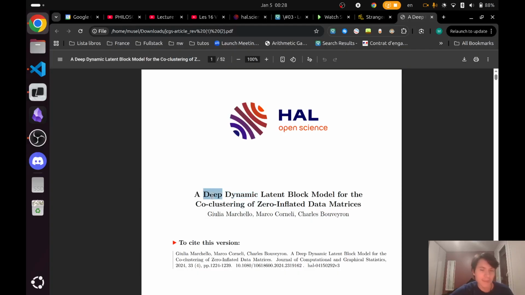It's deep because it uses deep neural networks. It is a latent block model because the clusters work through blocks instead of individual rows or columns. That's called co-clustering because it's a relationship that goes together, and it's zero inflated data matrices because they're using sparse information.